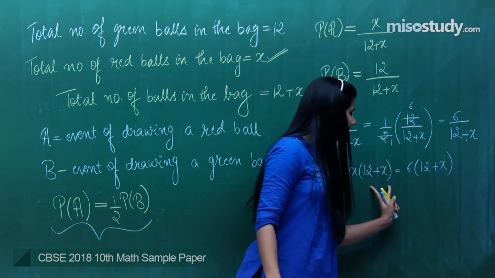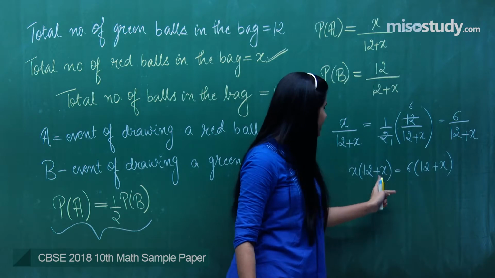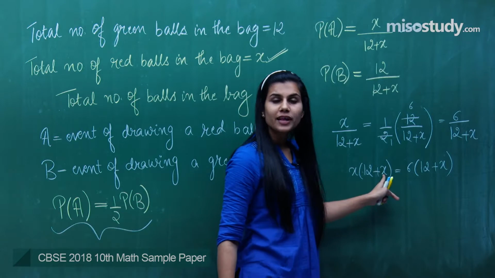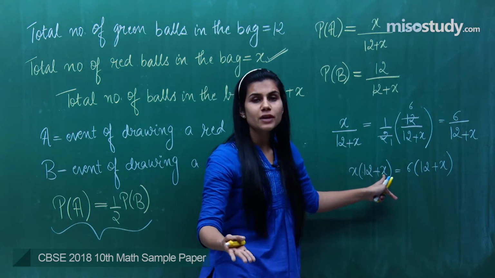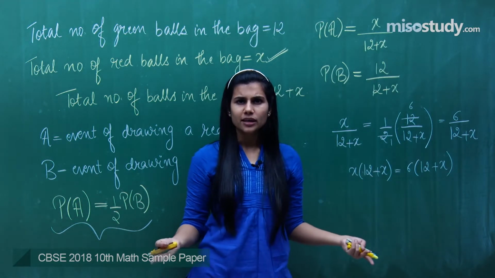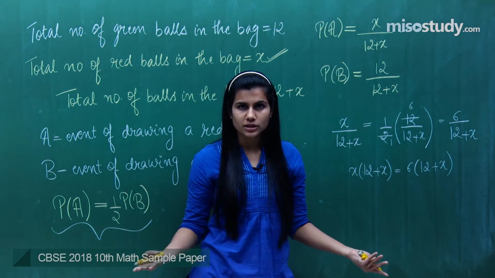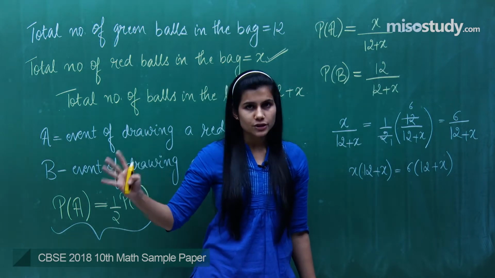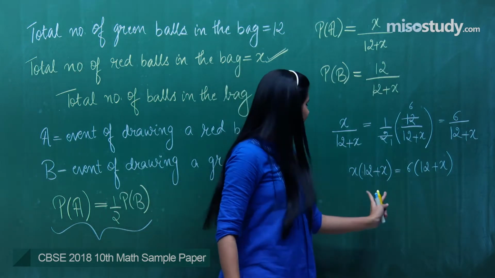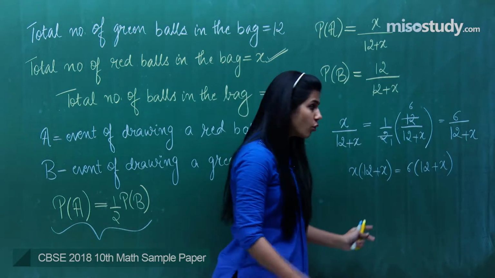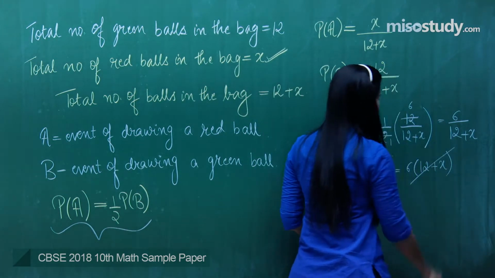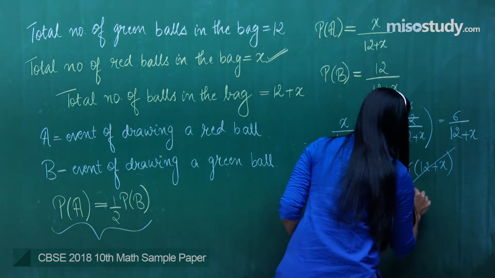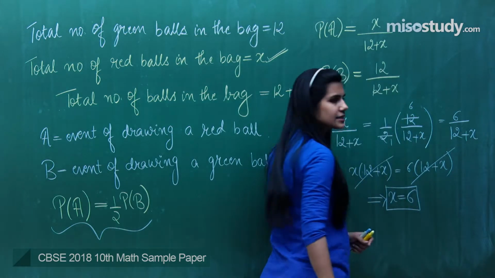That means this bracket can never become 0, because this bracket can become 0 only when x is minus 12. When x is minus 12, that means I am trying to say there are minus 12 red balls in the bag. What is the meaning of minus 12 number of red balls? The number of red balls can start from 0, go to 1, go to 2, 3, 4 and so on. This can never be minus 12, and so this 12 plus x can never be 0, and that is why I can cancel this out from both sides, leading to give me x is equal to 6.